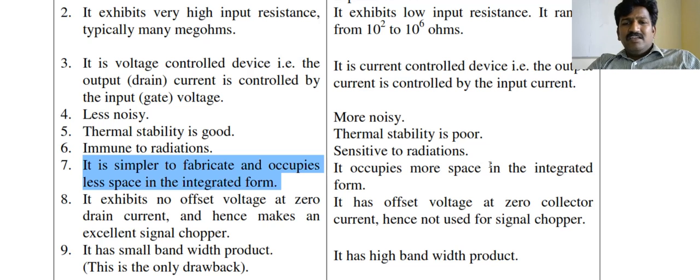Next, the seventh point: it is simple to fabricate and occupies less space in an integrated circuit. Here you have to understand that the processes followed to fabricate the FET and the BJT are the same, but the space occupied by the FET in integrated form is small compared to the BJT, so the BJT is replaced with the FET while fabricating ICs. BJTs are not kept in ICs; only FETs and FET configurations are used while designing the integrated circuit.